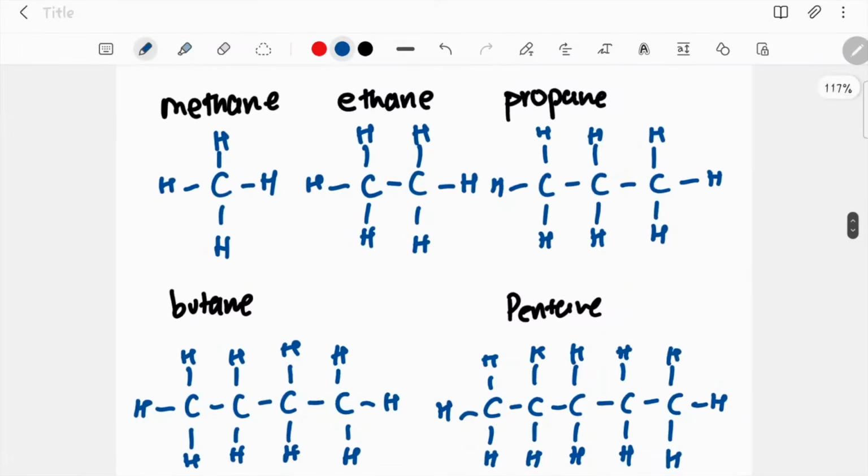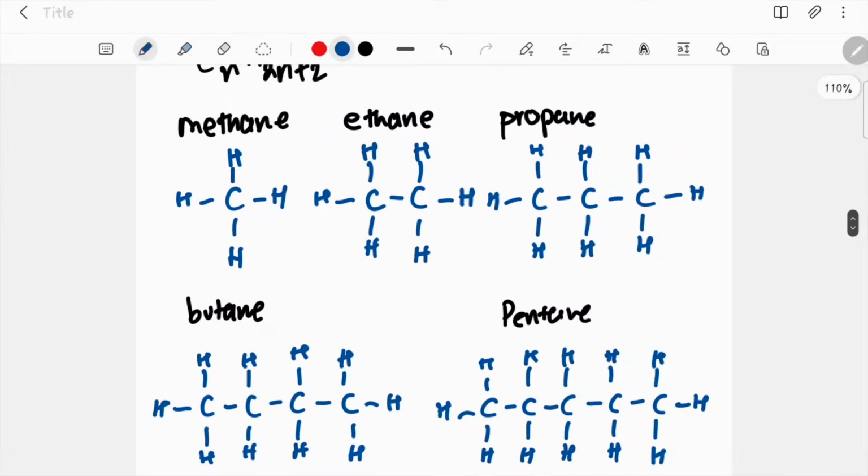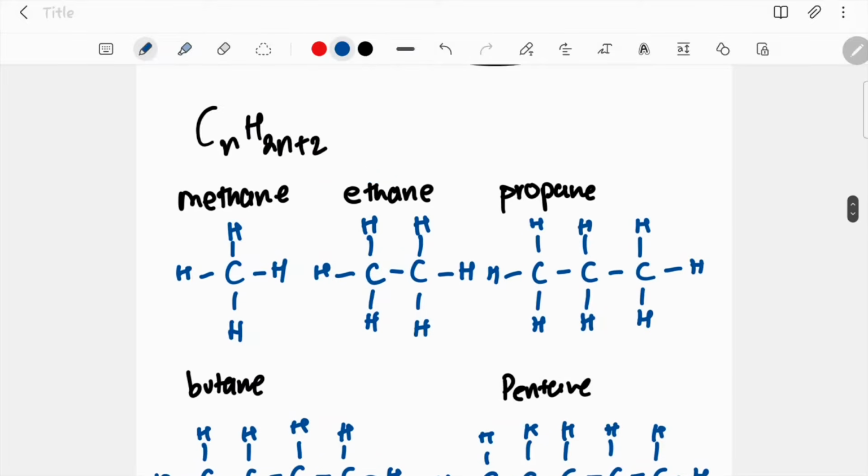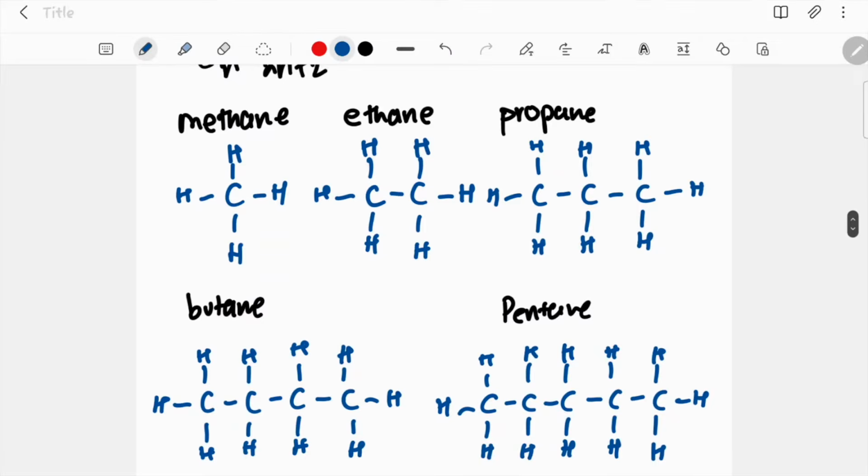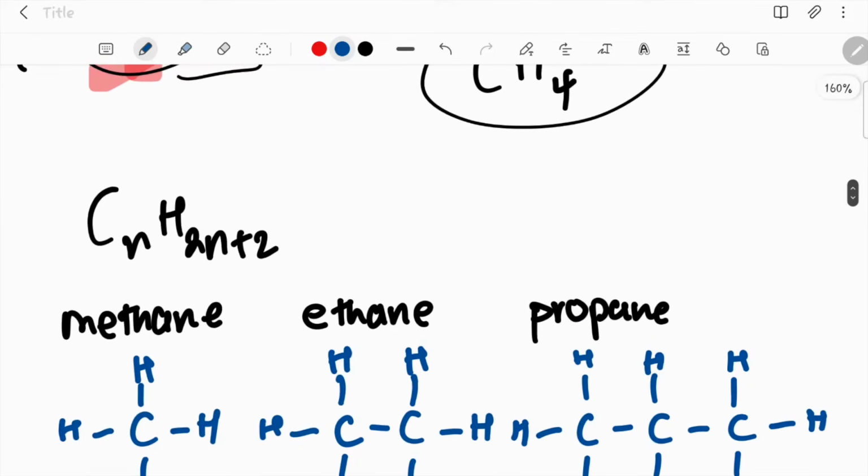So this group, what we have just drawn, is called alkanes. These are alkanes, and that's all you need to know about alkanes. Simple, right? CnH2n plus 2 is the formula that you need to remember. Remember this formula and you'll be good to go.